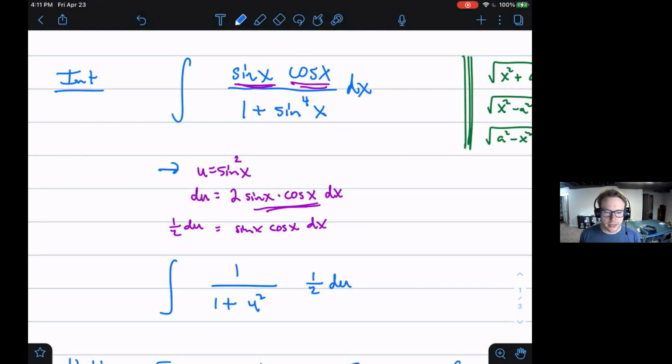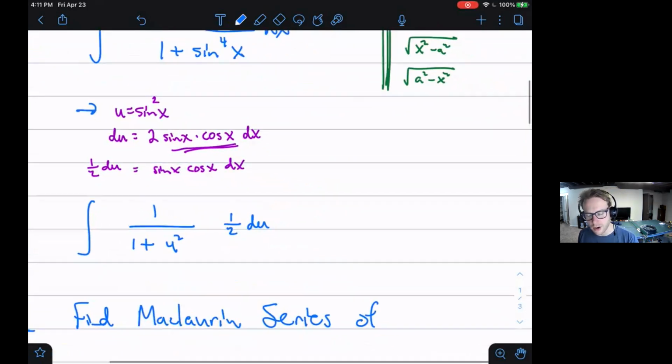And now this right here, 1 over 1 plus u squared, this should look quite familiar, right? And if not, then you should get out your formula sheet, and then you'll really see it on the formula sheet. So on the formula sheet here, this is going to be some tangent inverse. Exactly. Tangent inverse of u, the 1/2 is going to be along for the ride. And u again was sine squared.